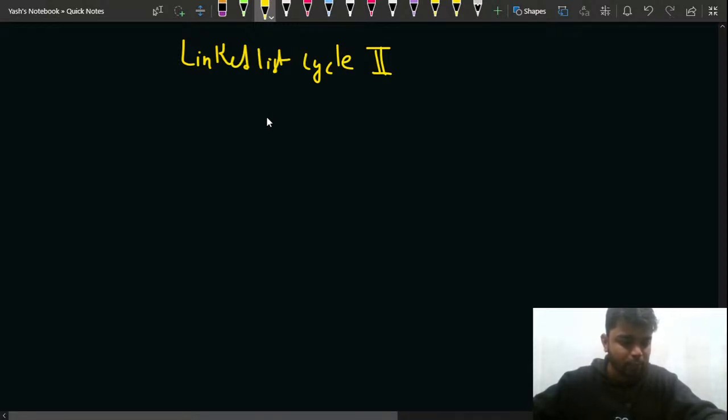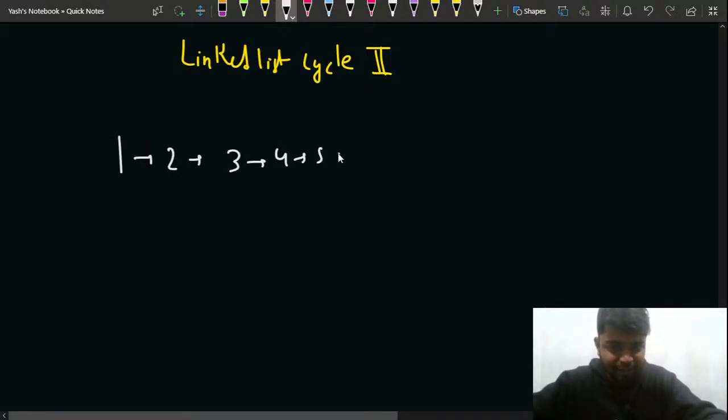Okay, right. So what you have to do in this problem is you will be given a linked list. Let's say you have been given a linked list like this: 1, then 2, then 3, 3 to 4, 4 to 5, 5 to 6, and then 6 is connected to 3, right? So does there exist a cycle in this particular linked list or not? Yes, there exists a cycle, right?